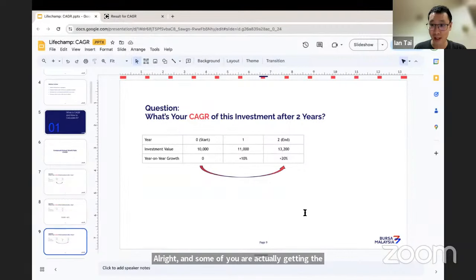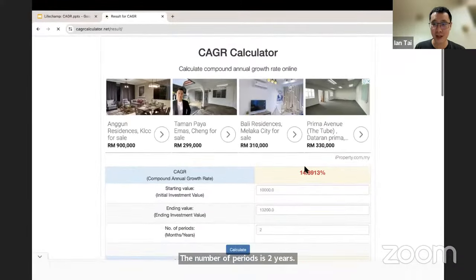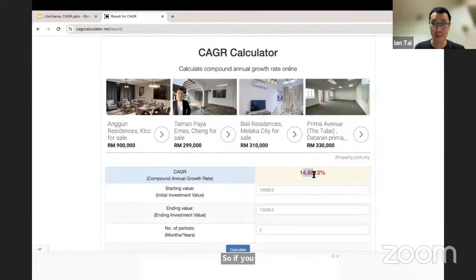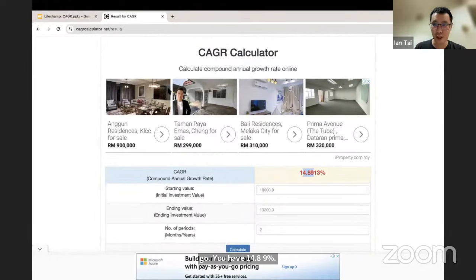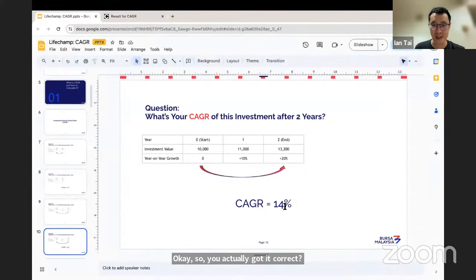It is actually 14.89. Now, I'm going to just go and use back the calculator to share with you, and I'll explain the context of it. So in order to calculate the CAGR, in this case, you are starting off with 10,000. Your ending value after 2 years is 13,200. The number of periods is 2 years. So if you click onto the calculator button, there you go. You have 14.89%. Okay. So Huang, you actually got it correct, which is this 14.89%. Right?